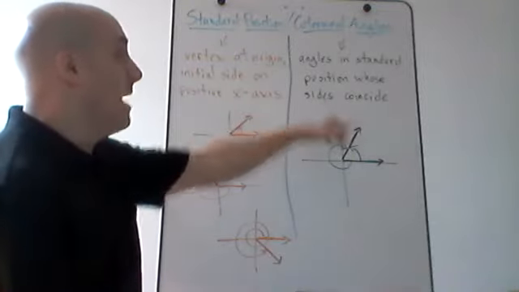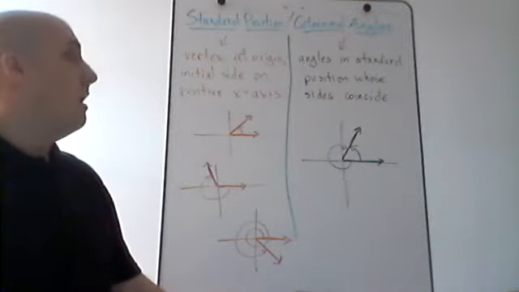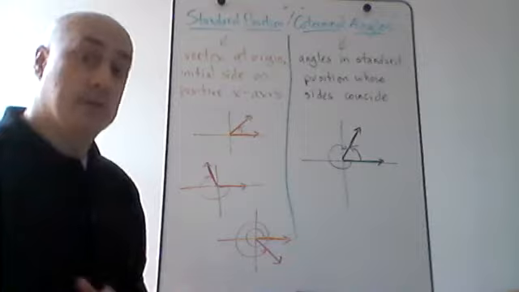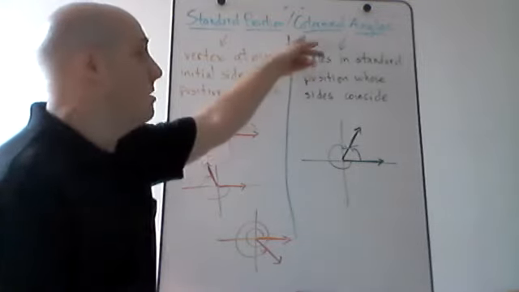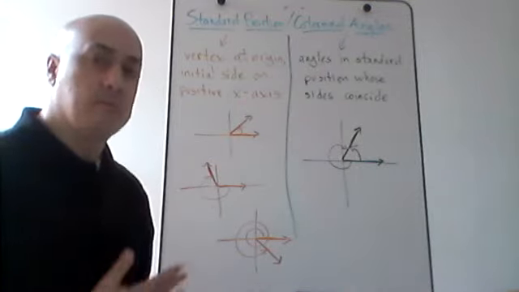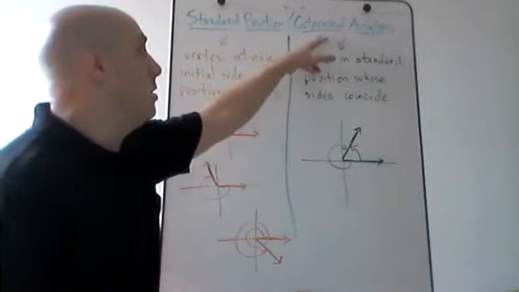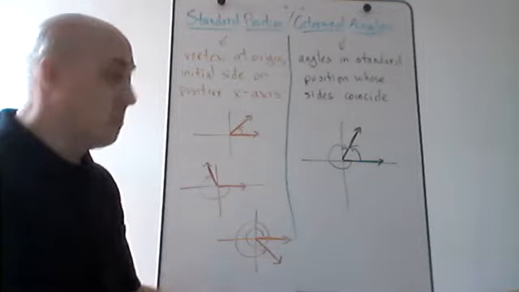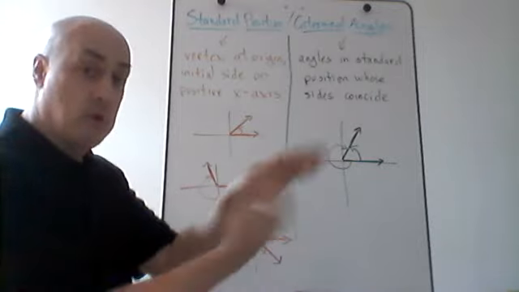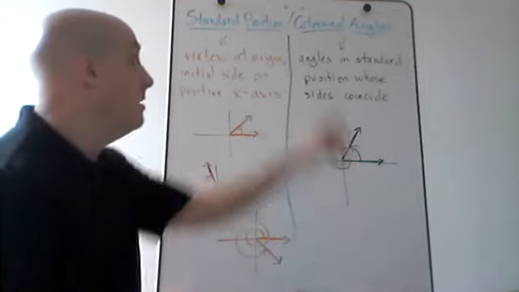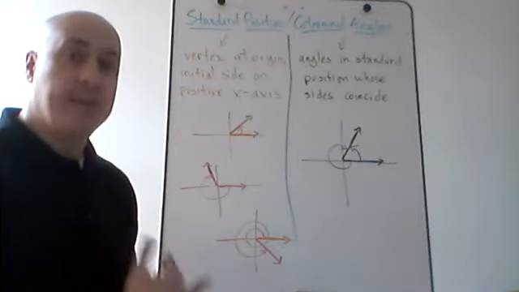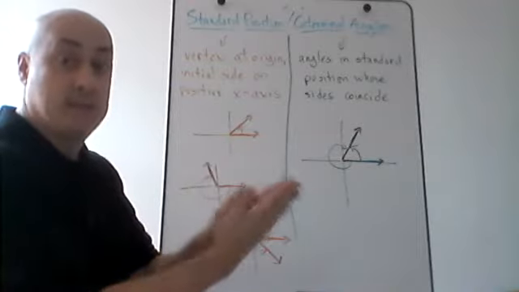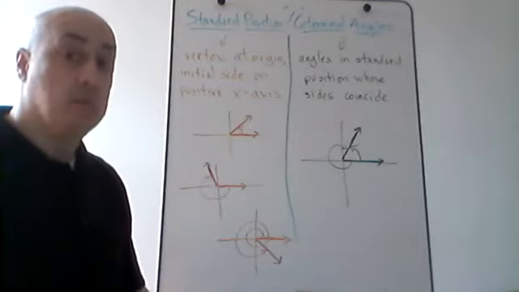Alright, coterminal angles. They are angles in standard position whose sides coincide with each other. If you know the roots of words, terminal means the end, the ending. So terminal is where the angle ends. As you rotate around, wherever you stop, that's the terminal side of your angle. Co means with or together. So coterminal means they end together. They stop at the same spot. That's what we mean by coterminal angles.